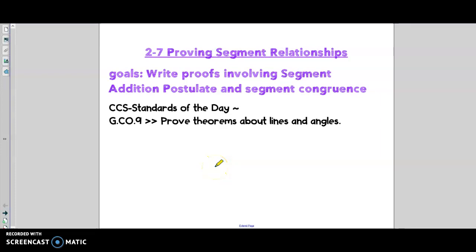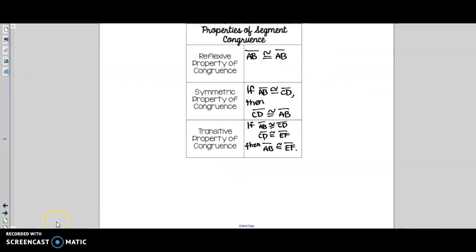Today we are going to learn about some statements and postulates, theorems, definitions that we can use as we begin writing our proofs on segment and segment relationships. The first three properties that we're going to work with are very similar to the ones that we have previously reviewed from algebra and the properties of equality. These are actually the same properties as they apply to congruence instead of equality.